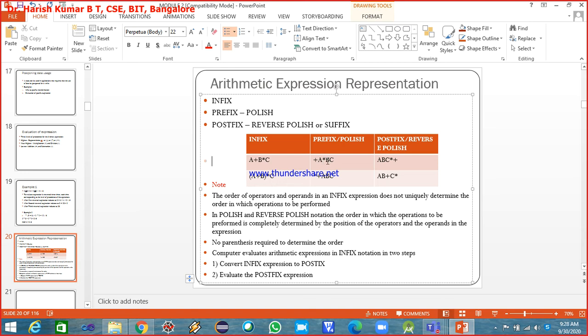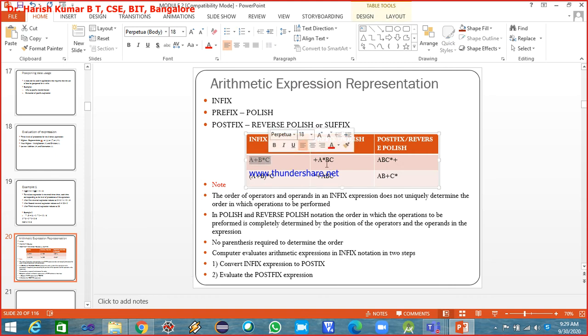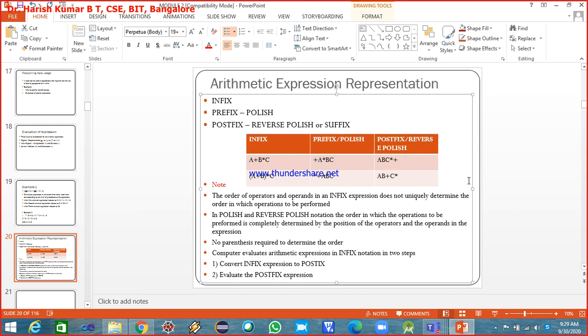Okay, now star BC, what does it indicate? B into C. I evaluated this. So first I have to multiply B and C, and the product of B and C should be added with what? A. Correct, right? So after evaluating this expression, this star BC is one operand, and A is another operand for plus. Hope you are following.